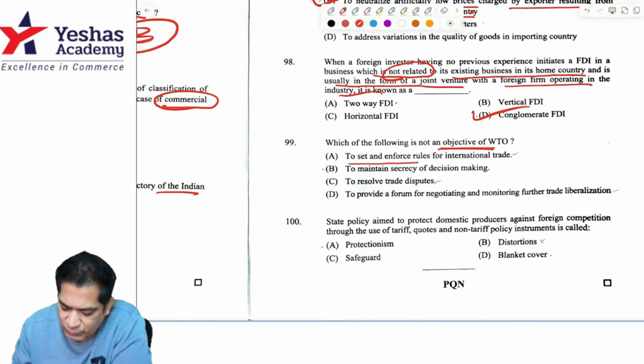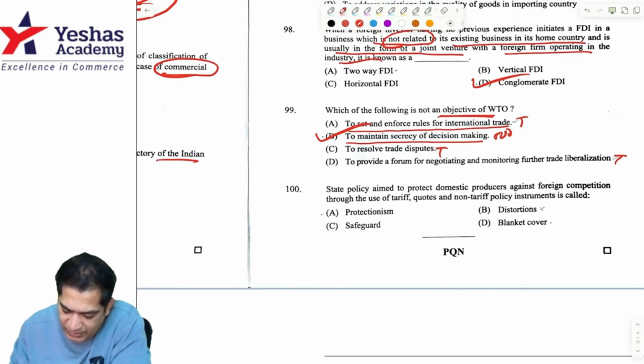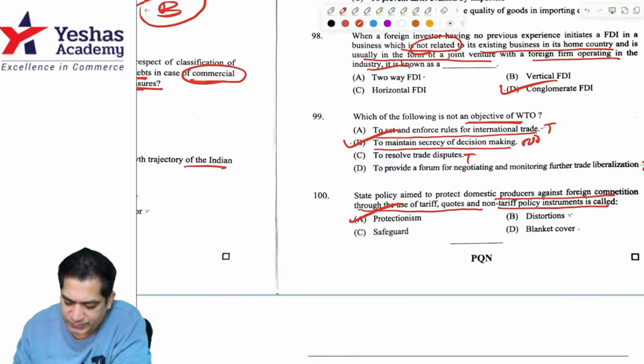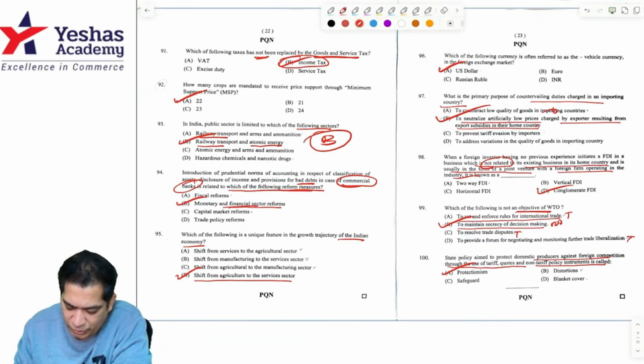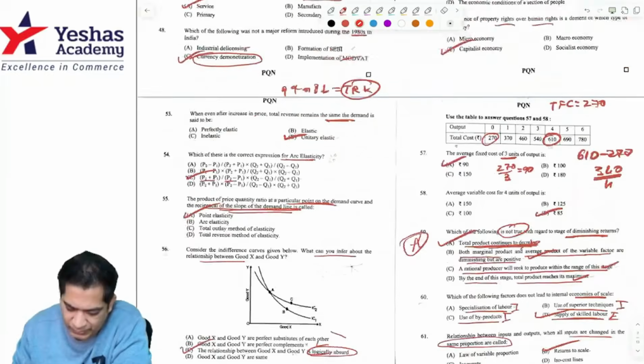To set and enforce rules for international trade, true. To maintain secrecy in decision making, no, this is not the objective. Resolve trade disputes, true. To provide a forum for negotiating and monitoring further trade liberalization, true. Then, a state policy aimed to protect domestic producers against foreign competition through tariffs, quotas and non-tariff policy instruments is known as protectionism. We are trying to protect our domestic producers from the onslaught of imports into the economy.